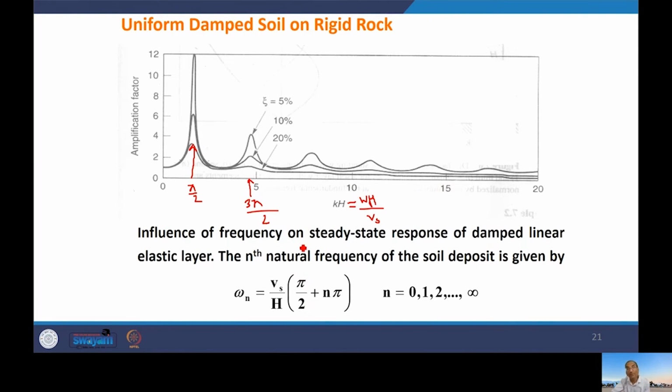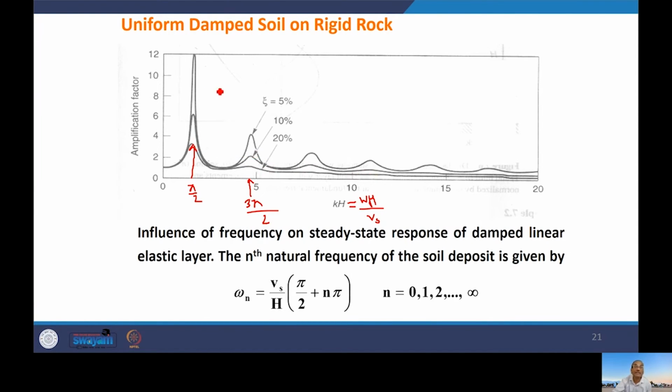But one important issue is here. See, earlier when the damping was not present in the system, all the peaks were infinity. But due to the presence of damping, the first peak comes very much down, and the second peak is further down, 1/3 of the first peak, then 1/5. So the influence of damping is more on high frequency compared to lower frequency.